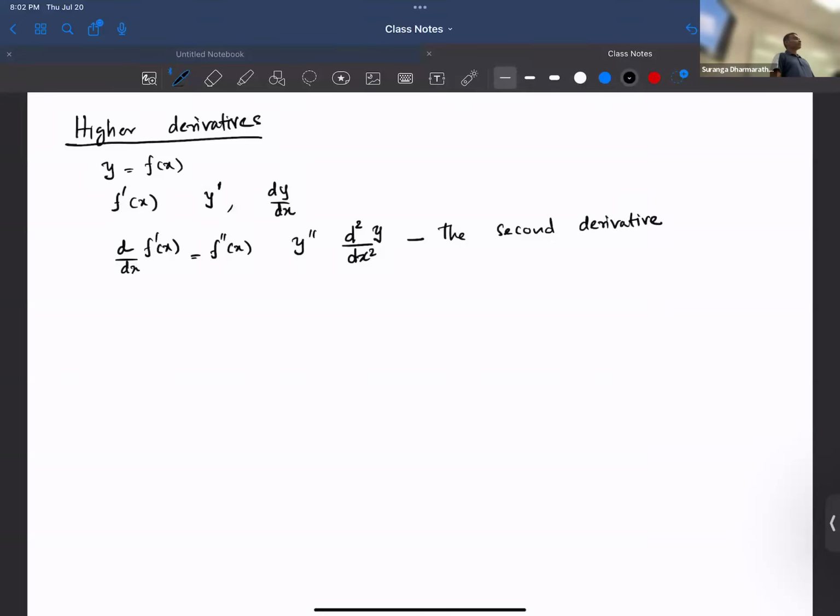And you may sometimes have the third derivative. So you can find d over dx of f double prime of x, which is f triple prime of x, also denoted by y triple prime. Also, you can write d cubed y over dx cubed. This is the third derivative. And these are called higher derivatives, right? Now, to have the second derivative, your f prime of x should be differentiable.